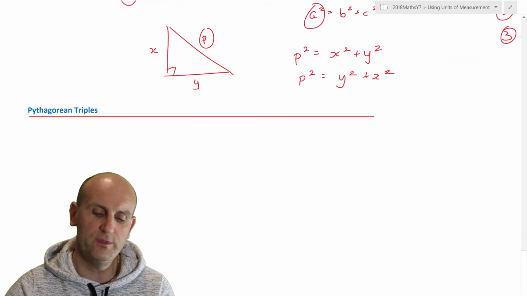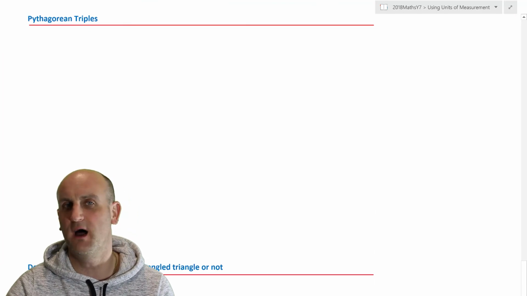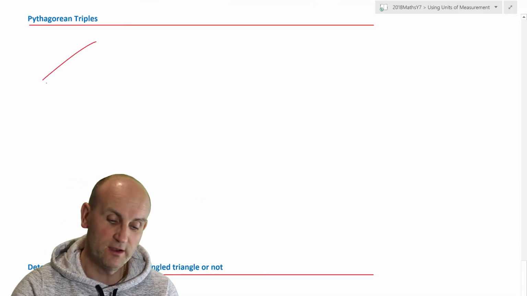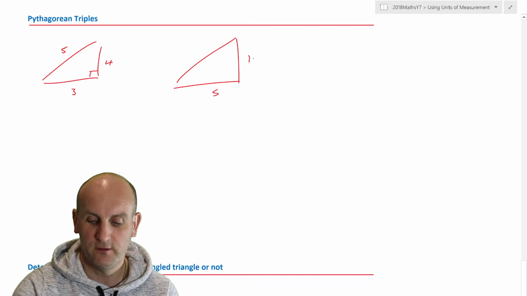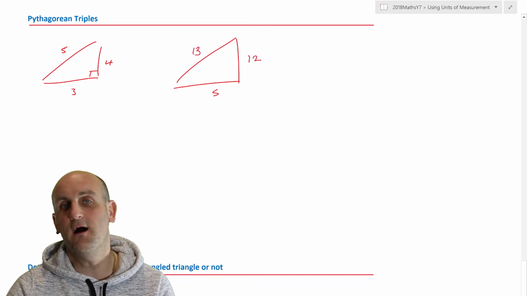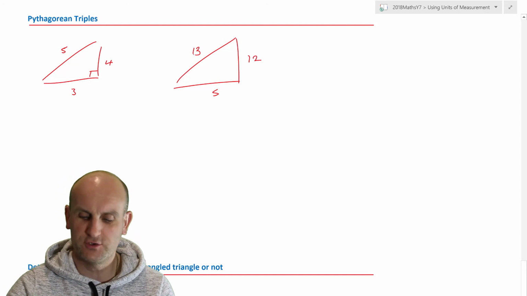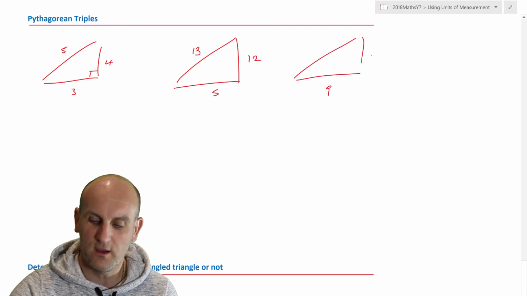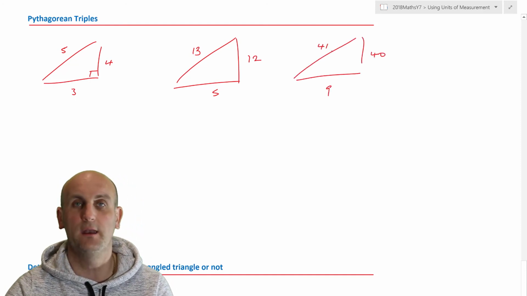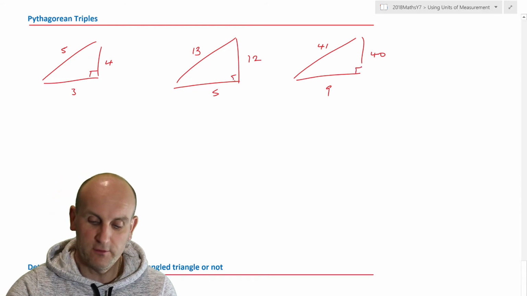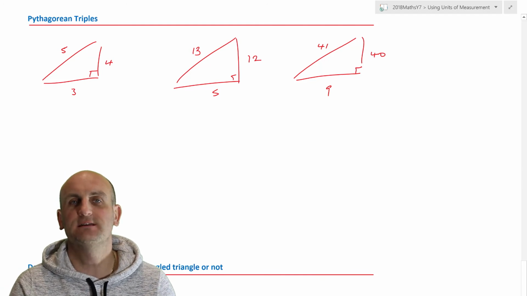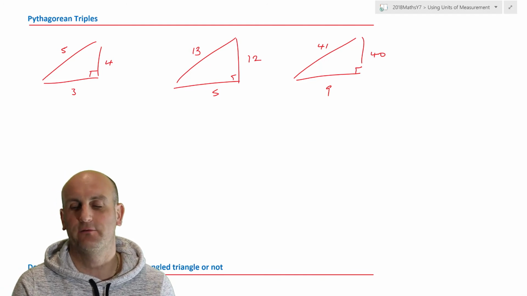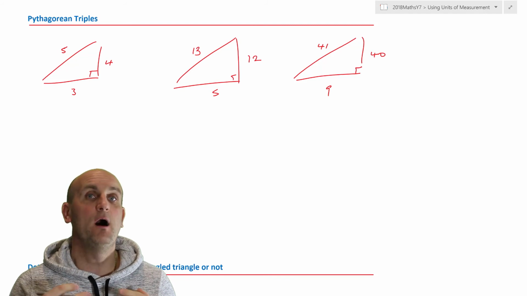So, with that in mind, I move on to my idea of Pythagorean triples. Now, actually, we've already met them, because earlier I talked about a triangle called the 3, 4, 5 triangle, and a 5, 12, 13 triangle. They are two examples of Pythagorean triples. I believe there's another one, which is a 9, 40, and 41. These are all Pythagorean triples. What is a Pythagorean triple? It is a right-angled triangle that has whole number side lengths. And there are lots of them.